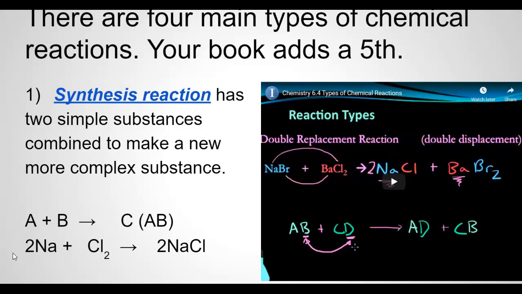The first one is a synthesis reaction. Well, synthesis means to make something. So we take two simple substances, like A and B here, react them together to get AB. Sodium plus chlorine gives you sodium chloride. Sodium's poisonous, chlorine's poisonous, and you react them together, you get salt, which is really good on most of our food.